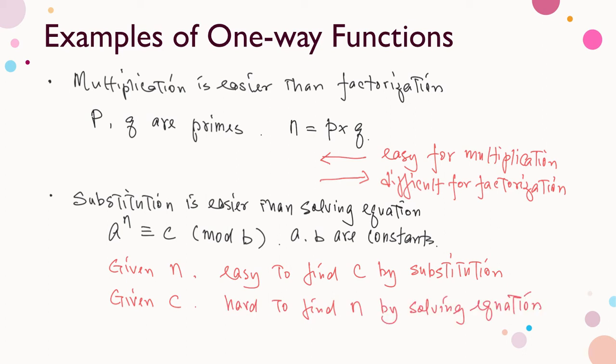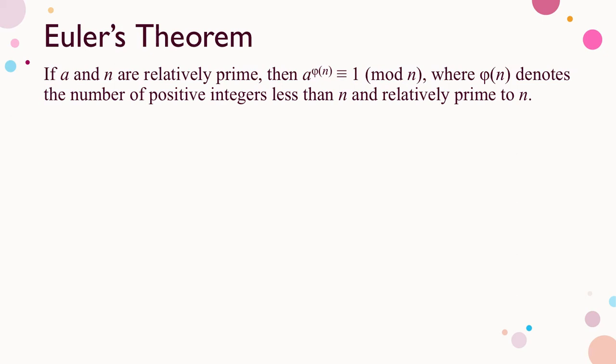I will give a third example of a one-way function using Euler's theorem for Sarah's choice. Euler's theorem states that if a and n are relatively prime, then a to the power phi(n) is congruent to 1 mod n, where phi(n) denotes the number of positive integers less than n and relatively prime to n. I'm not going to prove this theorem, but talk about some basic properties.